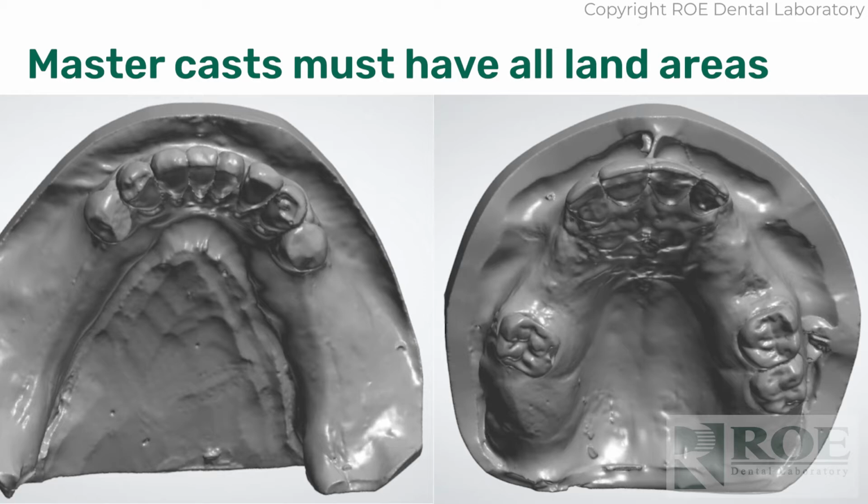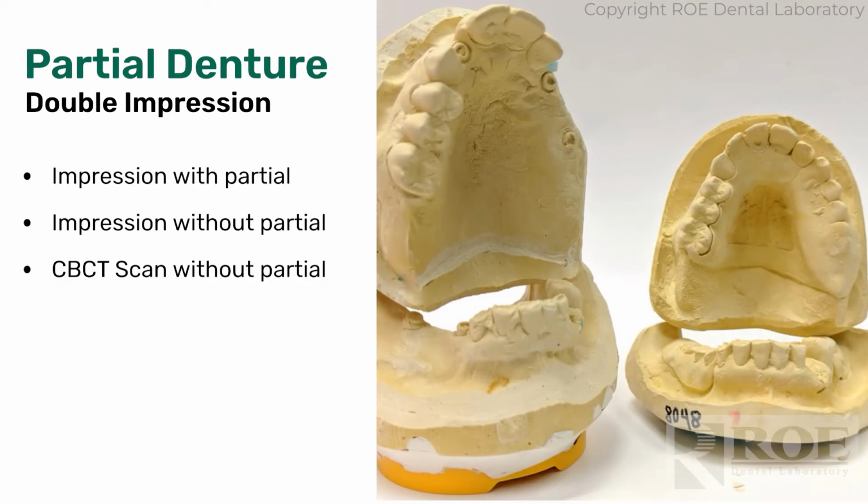For the dentate arch, please make sure to capture all land areas. All the land areas, the vestibule, the palate, whichever arch we're talking about, because there's going to be a pin guide designed to fit into the vestibule on many of these cases. So just think full arch immediate denture, and you'll grab the right impression.